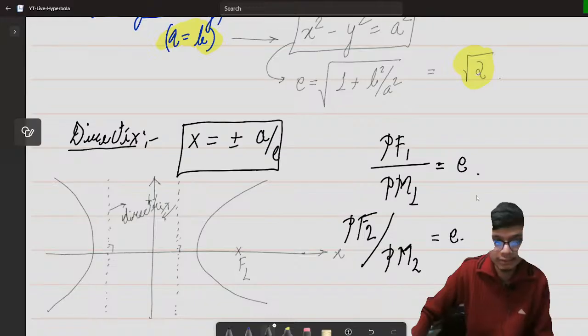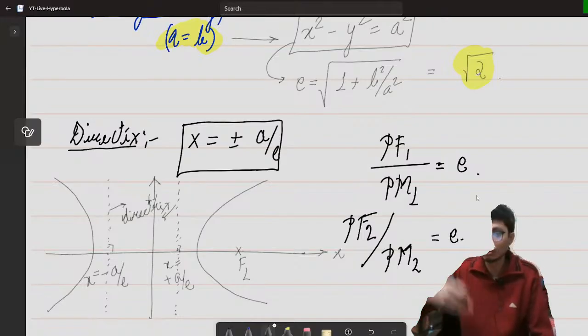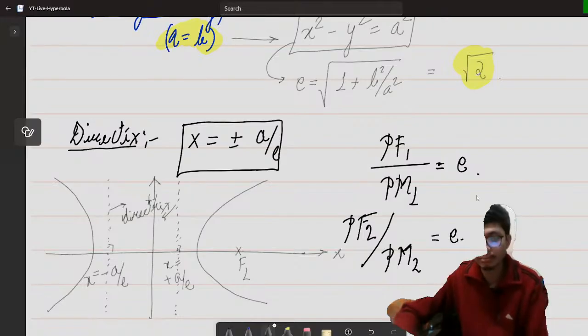These two directrix are located at minus a by e, and this one is located at plus a by e. So these are the two equations of the directrix. x equal to minus a by e is one directrix, and the other directrix is x equal to plus a by e. So this is the directrix equation.